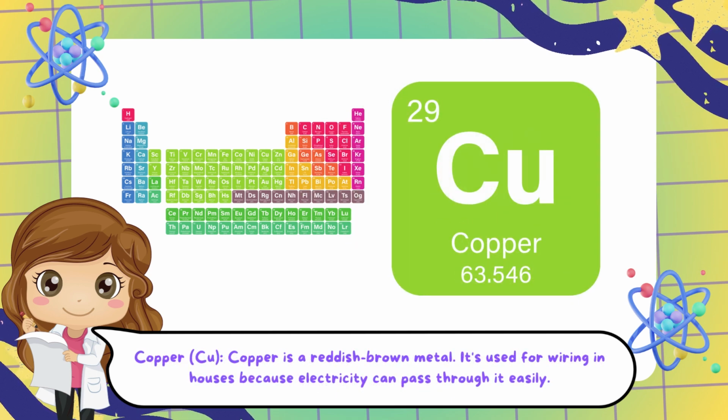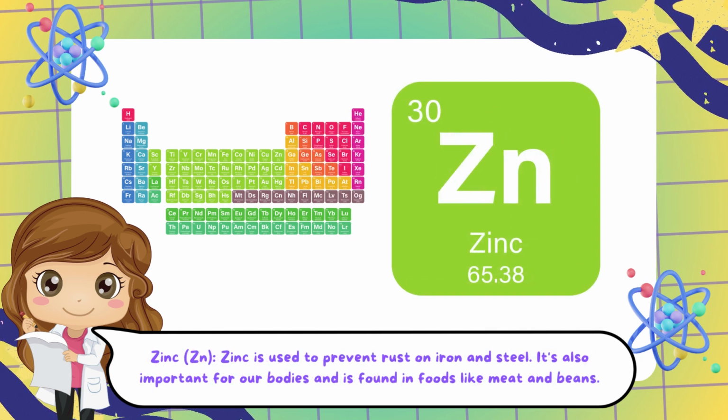Copper, Cu. Copper is a reddish-brown metal. It's used for wiring in houses because electricity can pass through it easily. Zinc, Zn. Zinc is used to prevent rust on iron and steel. It's also important for our bodies and is found in foods like meat and beans.